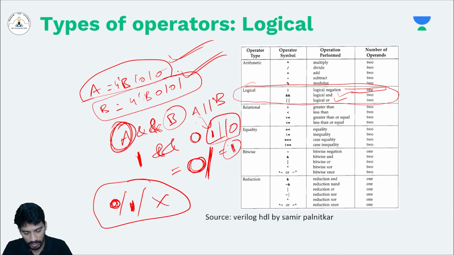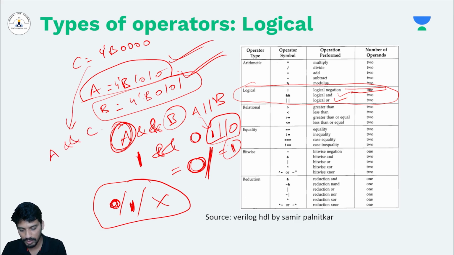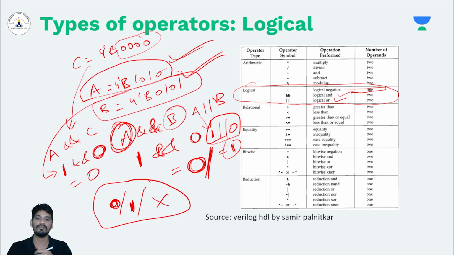You will get 0 if, let's say, my C is equals to 4-bit binary 0000. In this case, if you perform the logic AND operation between A and C, then A will be a number which is not equal to 0, so it will be 1, and C is a number which is equal to 0, so 1 and 0 will be 0. Okay.